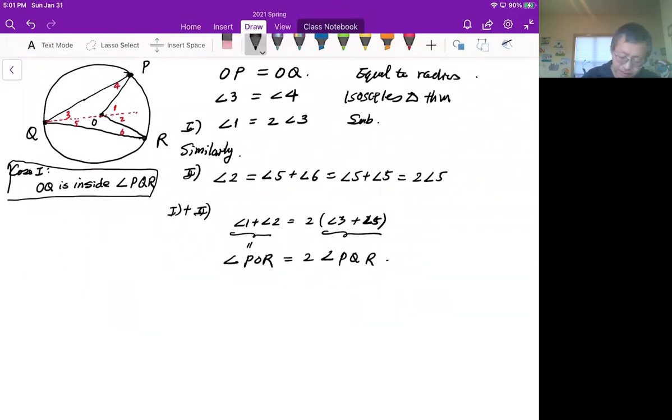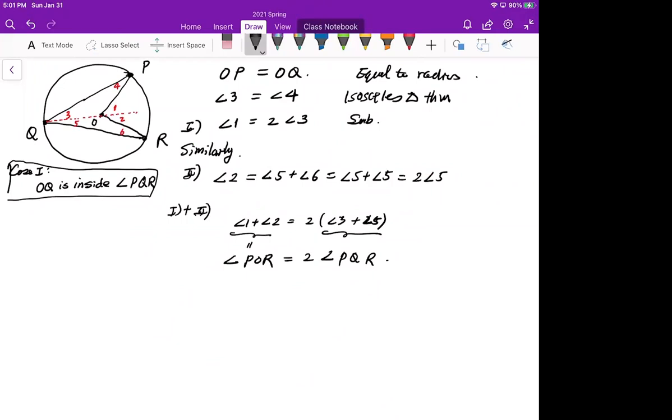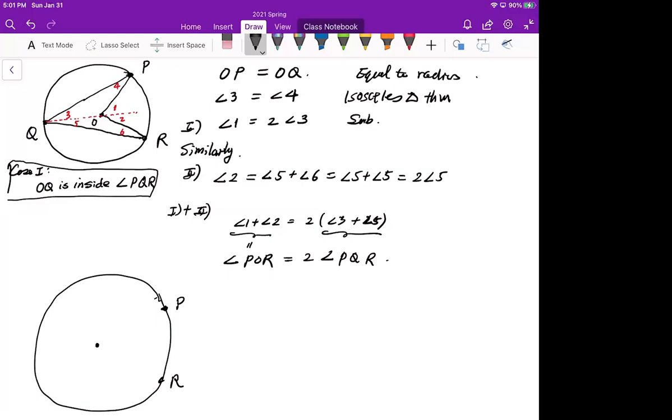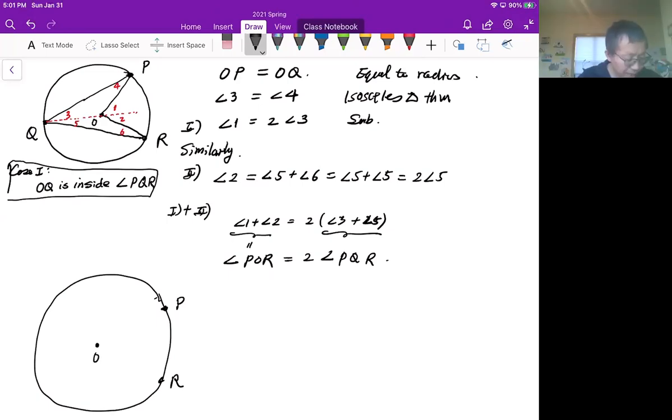All right, so the other case, let me draw the picture again. I have the P here, still here, and R is still here. But it is possible that your O is here, right? It is possible that your Q may be here, right? If your Q is here, then you see that the position of the O is changed, right?